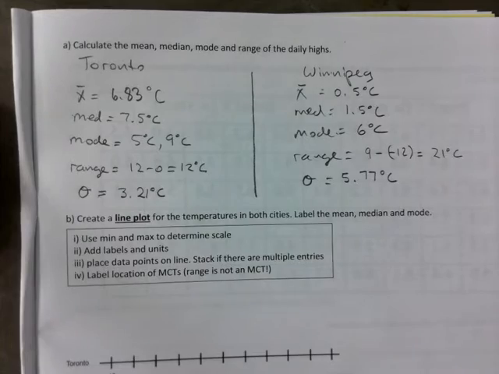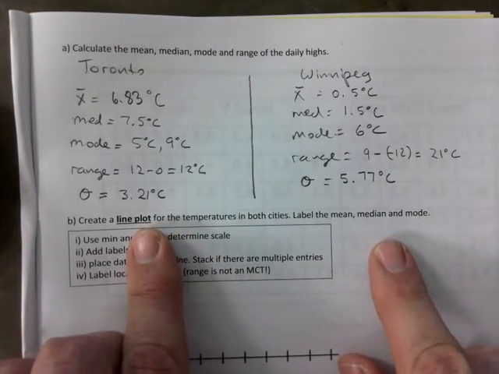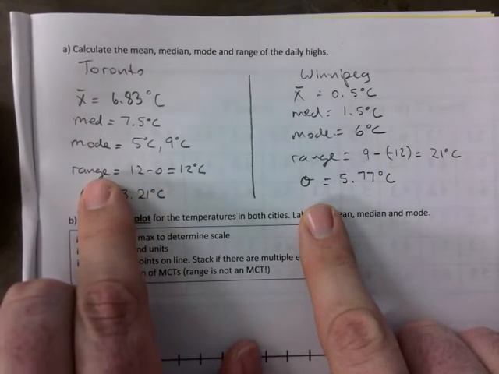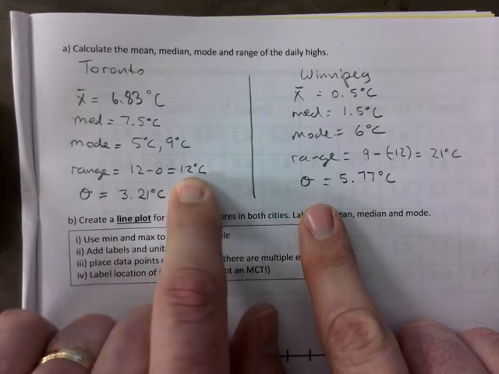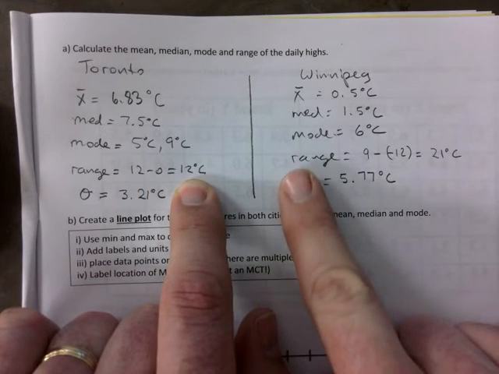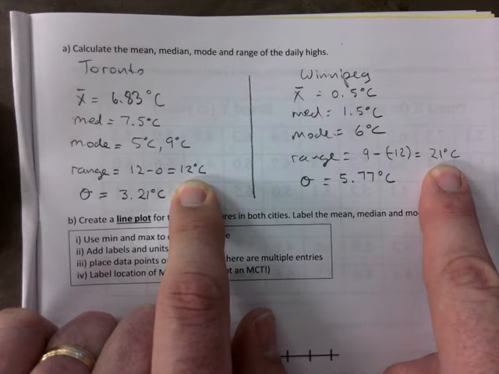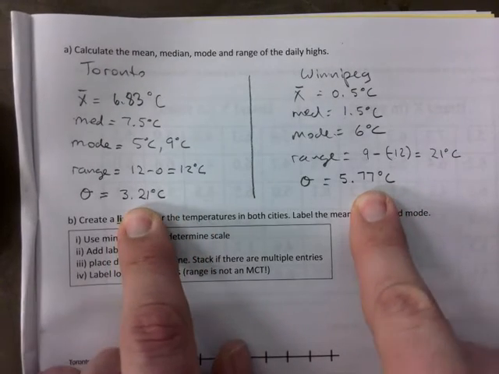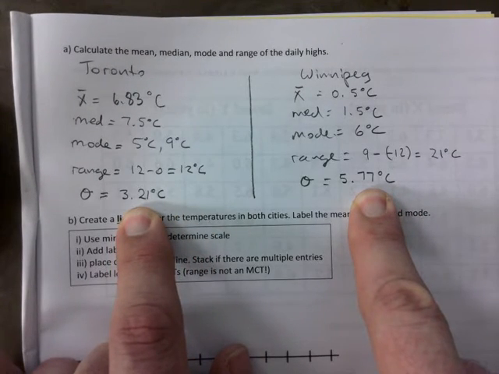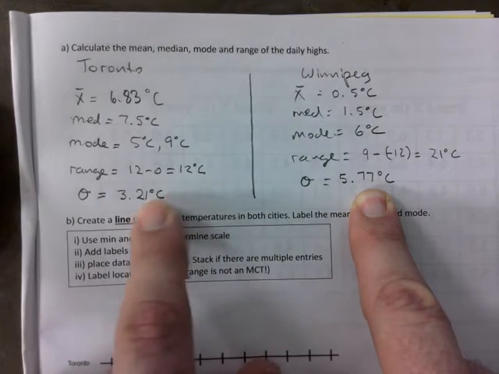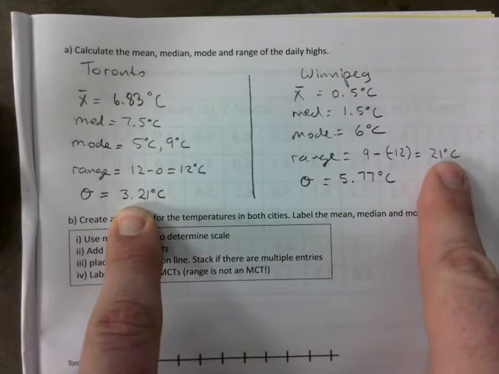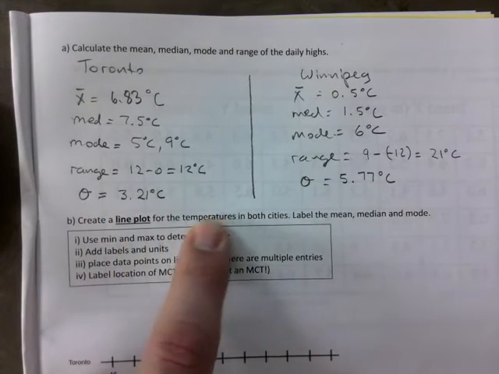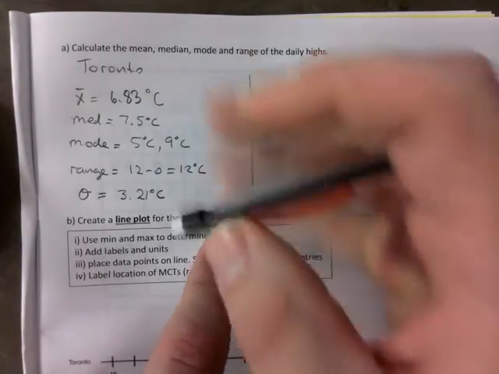Now, are you ready for this? This is what I want to focus in on. What's the range for Toronto in terms of temperature? It's only 12. The range for Winnipeg, 21 degrees of separation. What do you notice about the standard deviation? If the range is smaller, you're going to have a lower standard deviation compared to the other city, right? So a lower, I will make a note here, right?